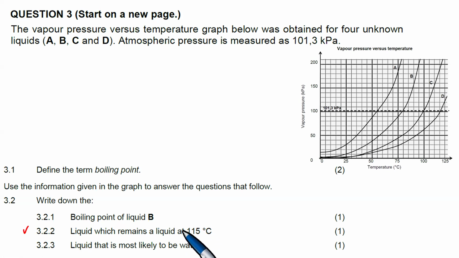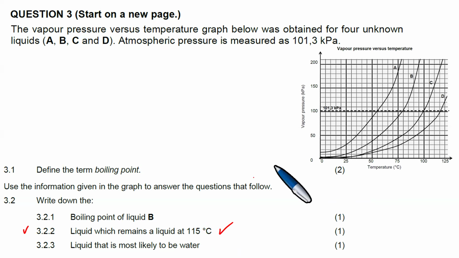Right, so we continue. Write down the liquid which remains a liquid at 115 degrees Celsius. There is a liquid that remains, even if you heat it. Water does not remain a liquid at 100. At 100, water begins evaporating. Water boils at 100 degrees. So that's what I'm trying to say there. Now, the liquid which remains a liquid at 115, which one is it?